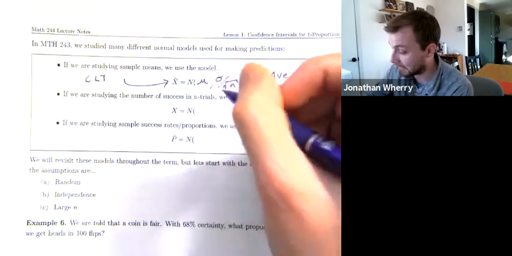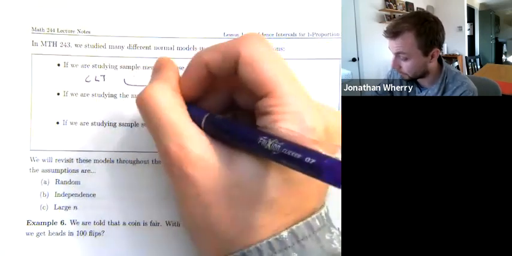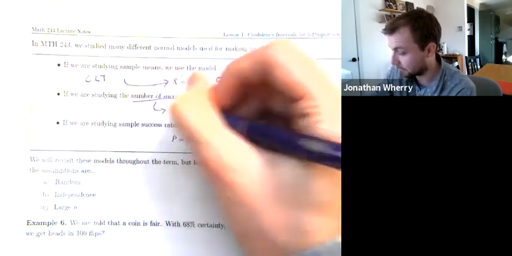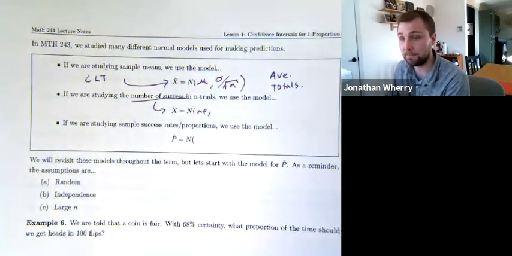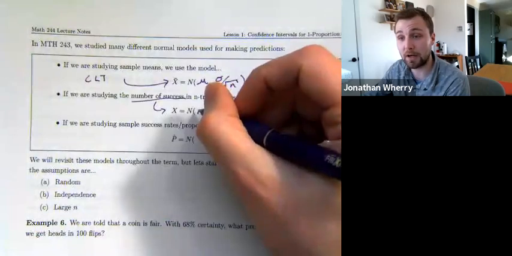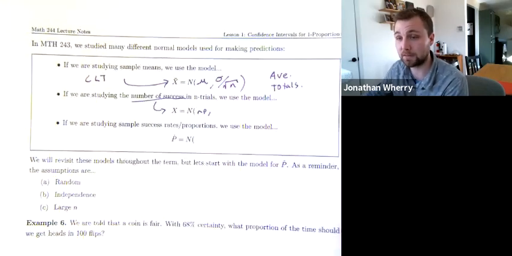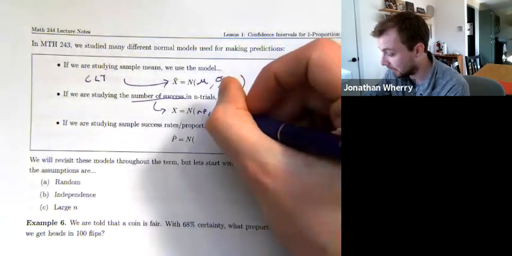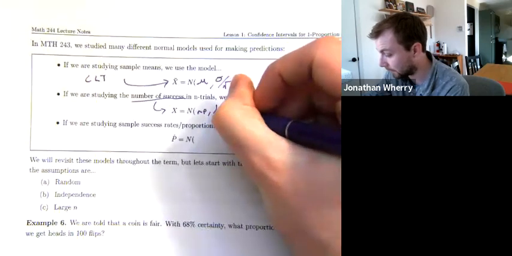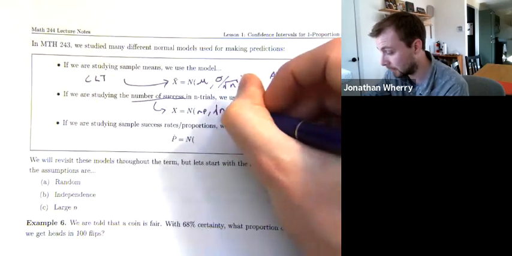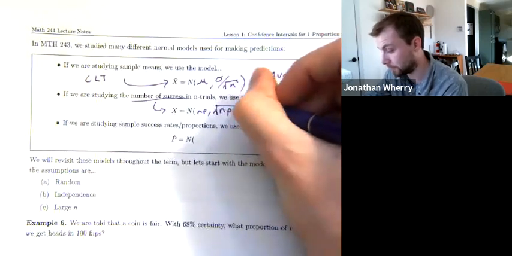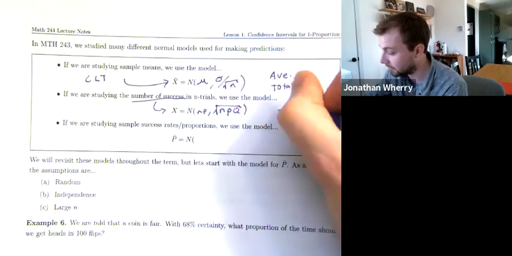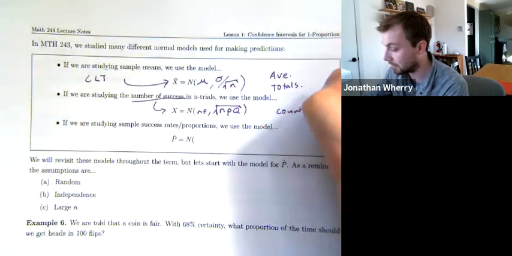X, if I'm looking at counts, so this is for the number of successes, has an average or a center of n times p. N is the number of trials, p is my probability of success. And a standard deviation of square root of n, number of trials, p, success rate, and q, my failure rate. I use this when I'm working with counts.